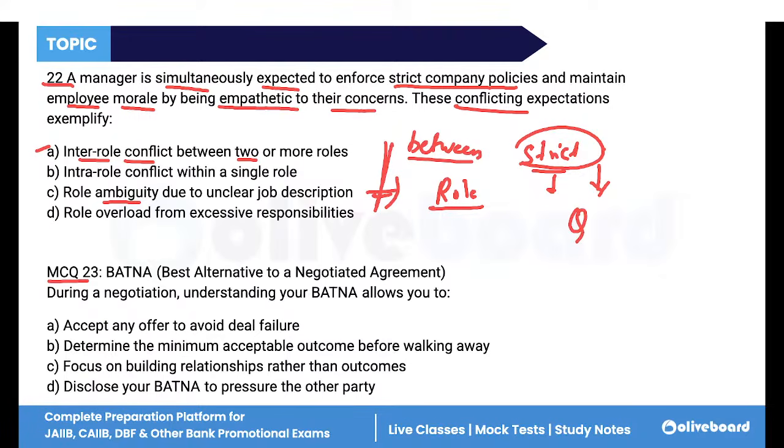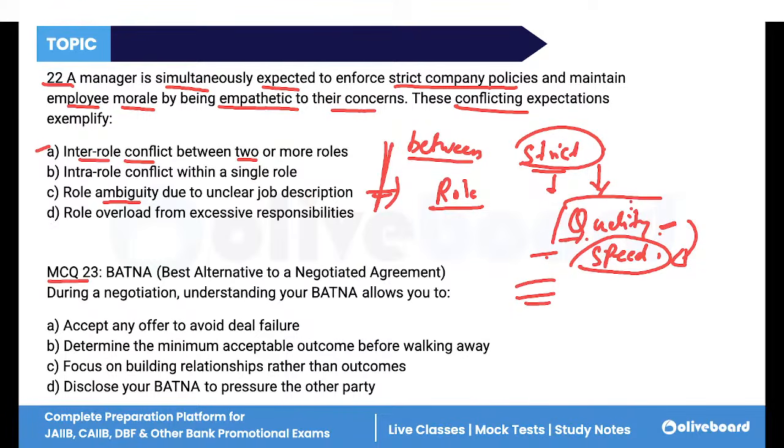Like if I say that you have to maintain the quality and the work should also be completed before time. So, speed versus quality. If you are maintaining the quality, then definitely it will take more time to make any product. But if you are concerned with only speed, that is, in less time you have to make more and more units of product, then you have to ignore quality. So both things are not possible at the same time. So that is inter-role conflict.